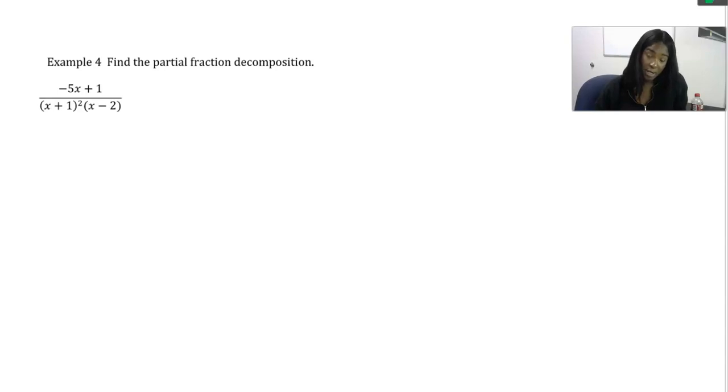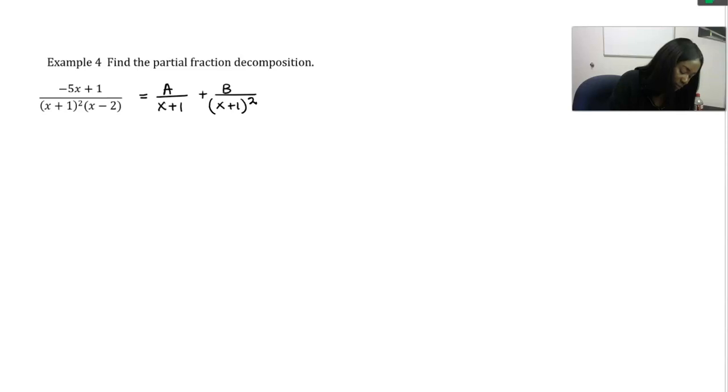To start setting up example 4, we see that we have a repeated linear factor in the denominator. We have x plus 1 squared. So we're going to get an A over x plus 1, and then a B over x plus 1 squared. For our x minus 2, that just shows up one time, so we'll simply have a C over x minus 2.